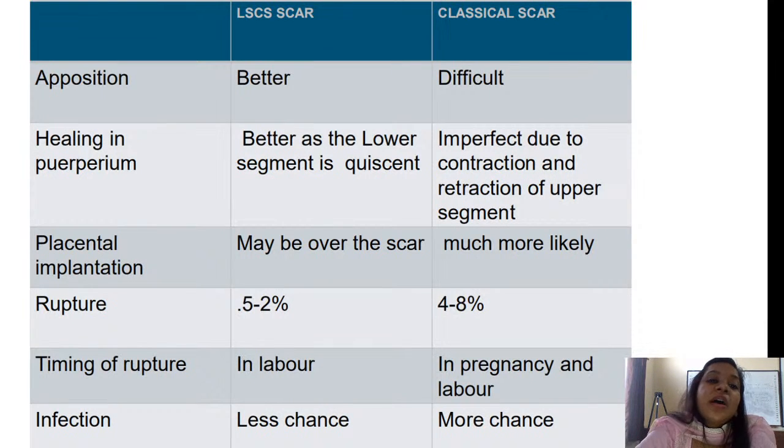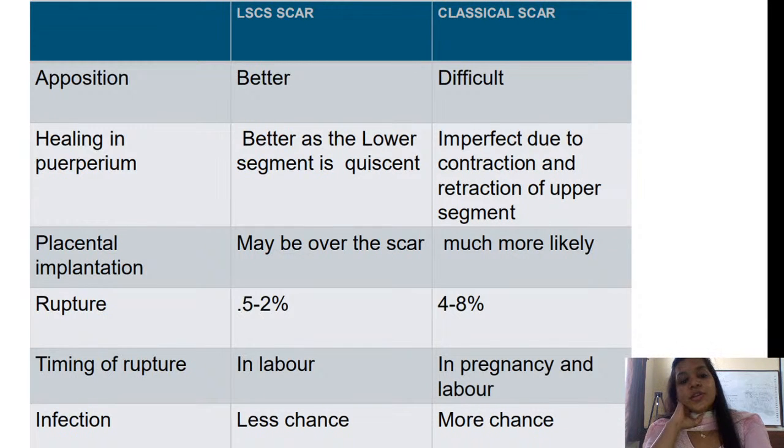As I previously told you the advantages and disadvantages between lower segment and classical, here is just a flow diagram to compare lower segment and classical. We will go through it. Apposition will be better in lower segment; in classical it will be difficult. Healing will be better in the lower segment; in classical it will be imperfect due to contraction and retraction of the upper segment.